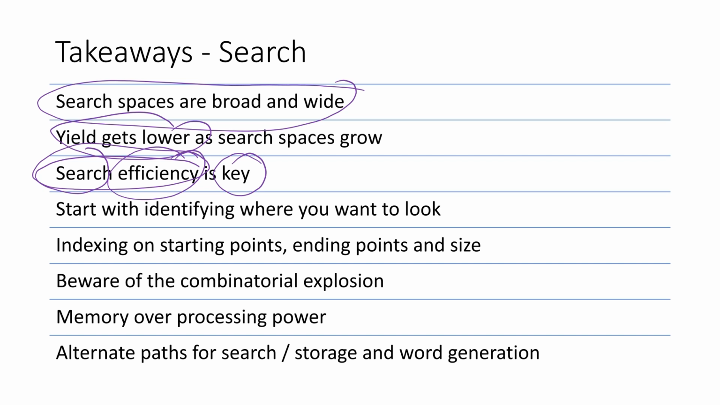You have to start by identifying where you want to look. If you start at the right place, if the starting point in a given problem space is correct, then you already have an advantage over everybody else who does not know or is not aware of where the starting point is. Indexing on starting point.